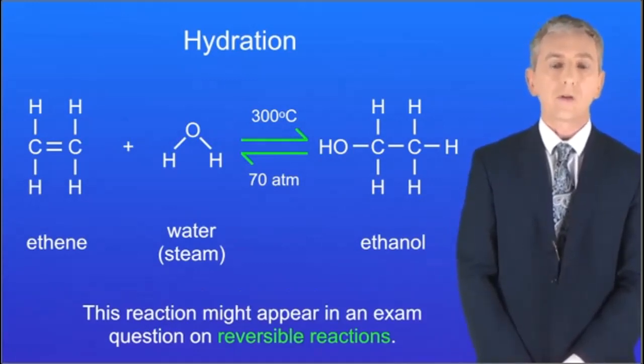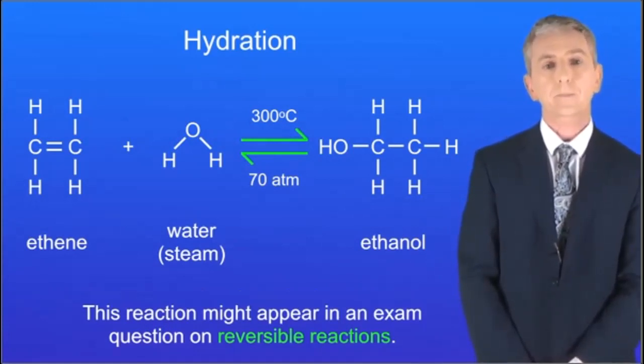Okay, we're going to look now at the reaction of alkenes with the halogens chlorine, bromine and iodine.